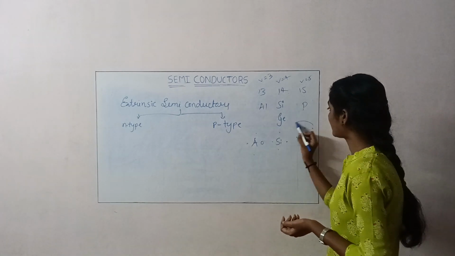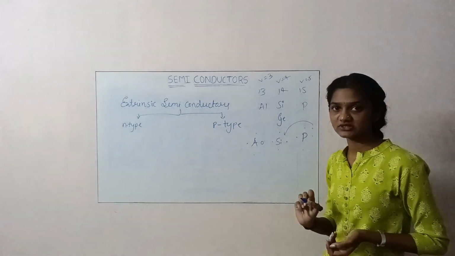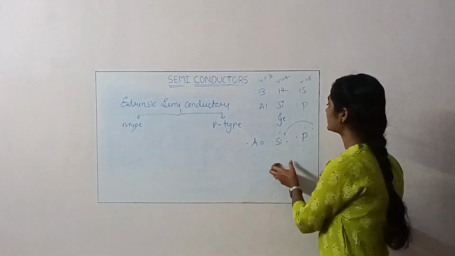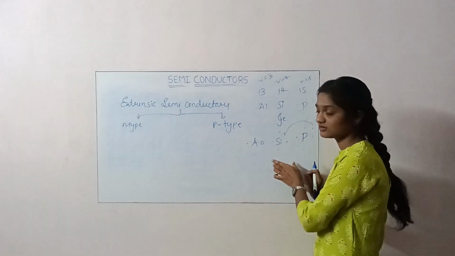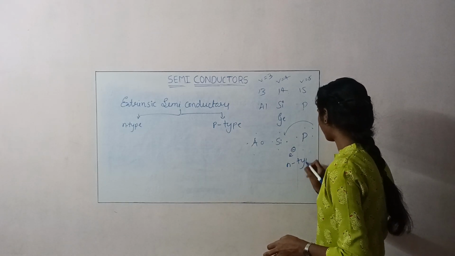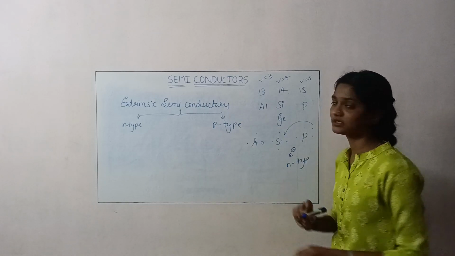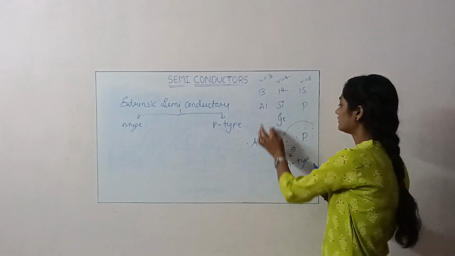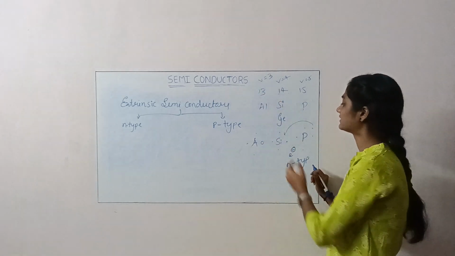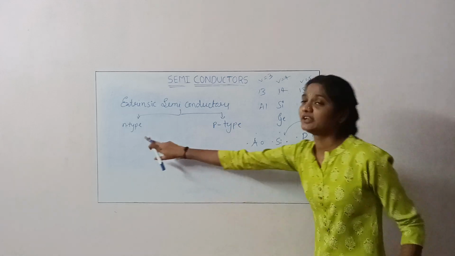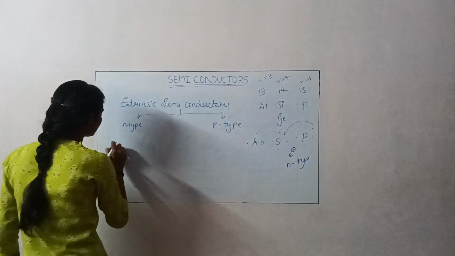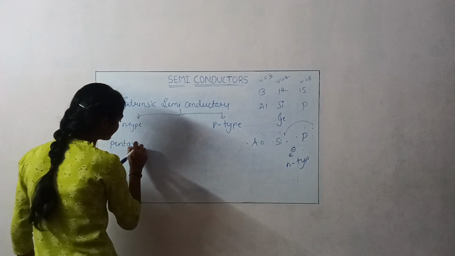So if we add this impurity to the silicon, there is an excess of electrons. So the majority charge carriers here are electrons. So this is N type. By adding pentavalent impurities to silicon or germanium of the 14th group, tetravalent, we get N type semiconductor. Here the pentavalent impurities are added.